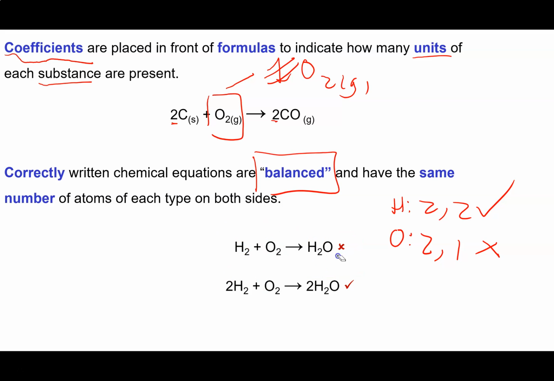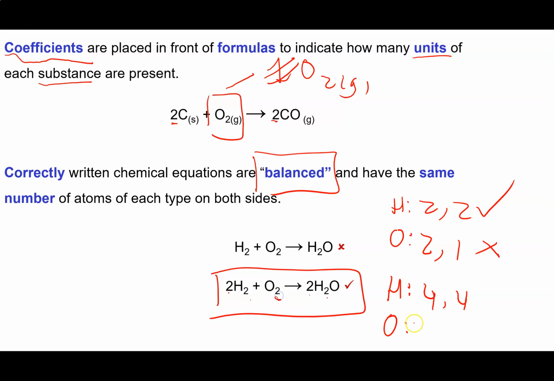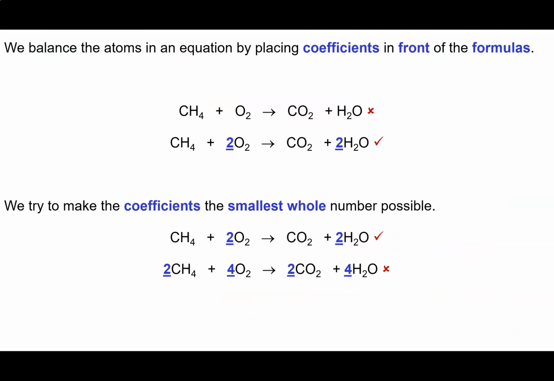This equation at the bottom has the correct set of coefficients. If I look at the hydrogens, there are 2 times 2, 4 on the left, and then 2 times 2, 4 on the right. In addition, if I look at the oxygens, there are 2 on the left, and then 2 times 1, there are 2 on the right. So both of the atom types present are balanced.